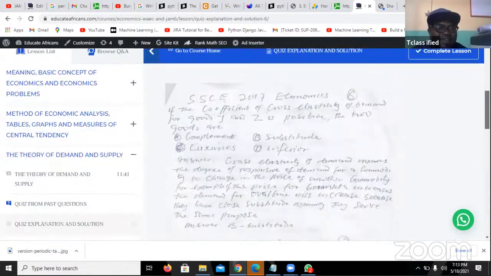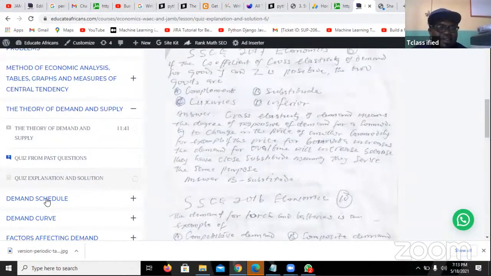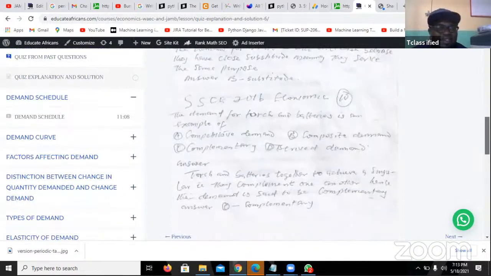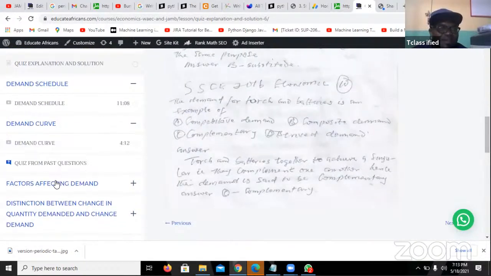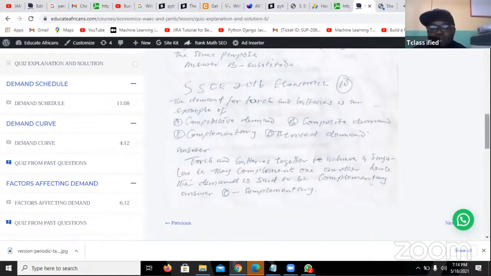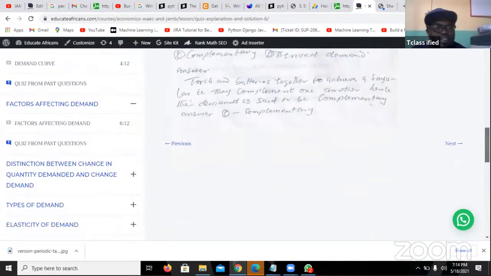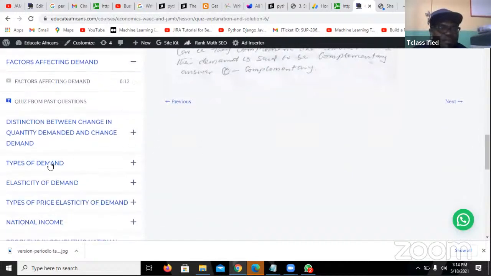This is exactly what you're going to be seeing under your laws of demand. Okay. So the types of elasticity of demand that you have are from past questions. So those are what we have there. So please check through them.